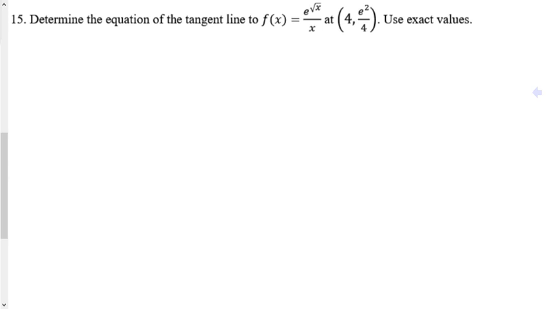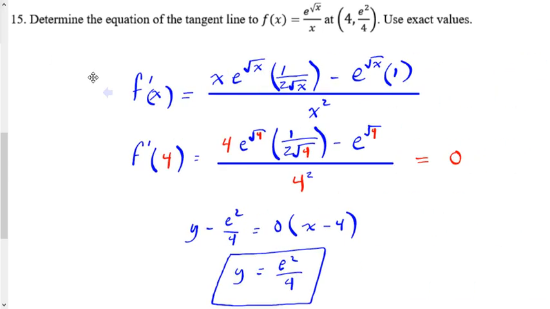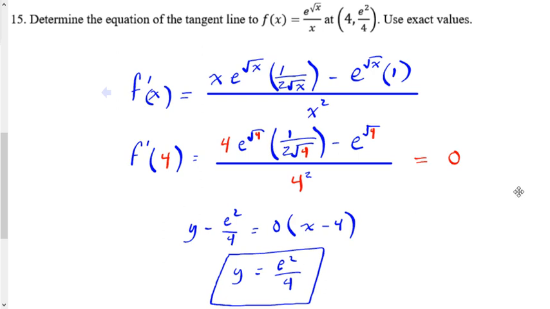Here you go, a quotient rule: low D high. The D high, there we needed to use that chain rule again. Minus high D low, square the bottom, there you go. Plug in the 4, evaluate, and it turns out that we get it equal to 0.